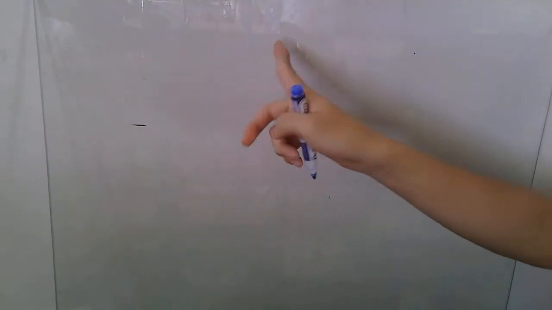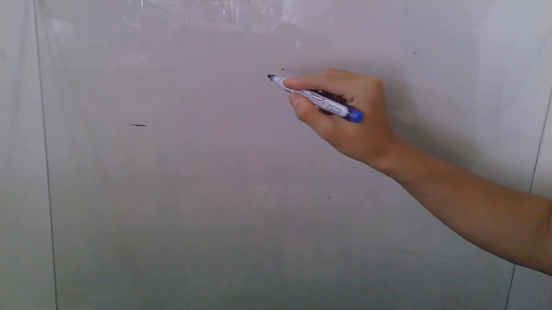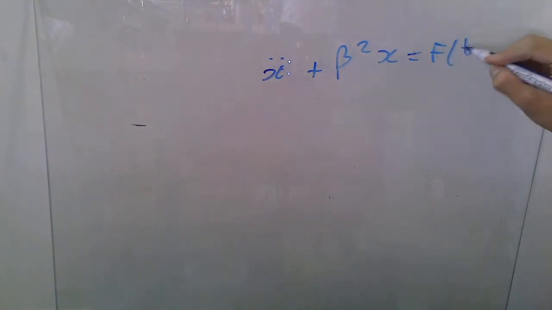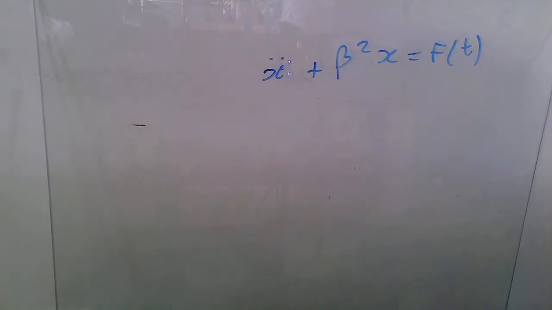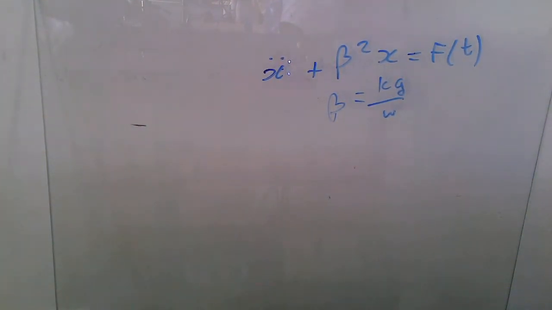All right, so undamped vibrations. In this case, we set gamma to zero in our previous discussion, and as I said, the differential equation becomes x double dot plus beta squared x equals f of t. And from there, beta squared is equal to kg over w. W is the weight of the bob, k is the displacement, and g is the gravitational force. Pretty much displacement times gravity over the weight.